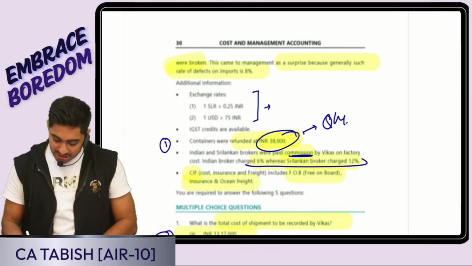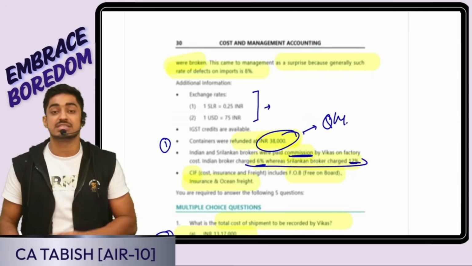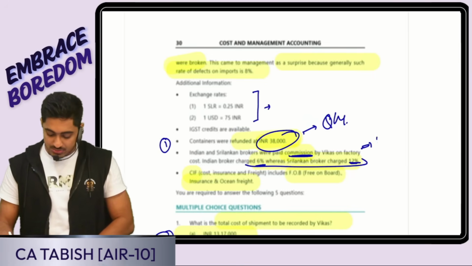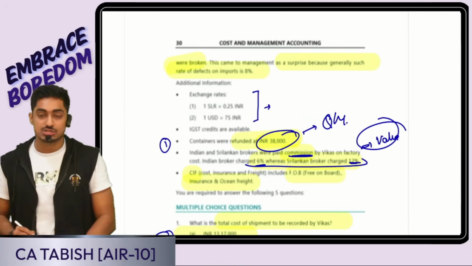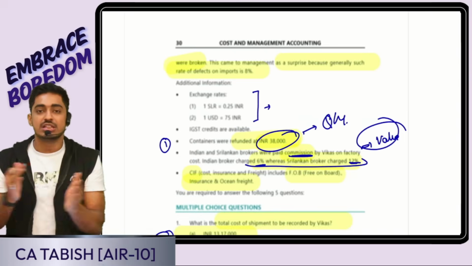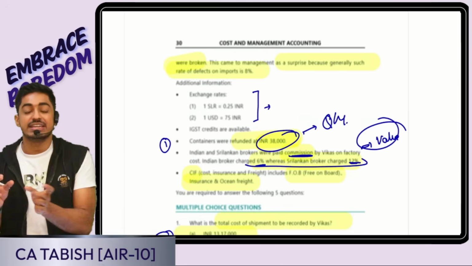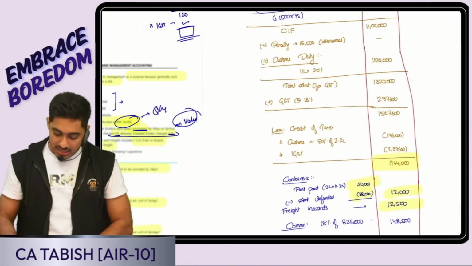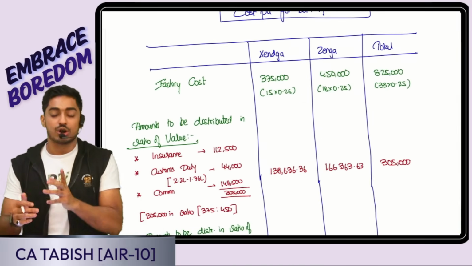Brokers were paid commission, 6%, 12%, ratio of value. More value means more is going to be the commission. Yes or no? So I got all these items, all these individually I will distribute, so I'll be getting the respective cost. Yes or no, everyone? Perfect. Either I can do it that way, or what I can do?